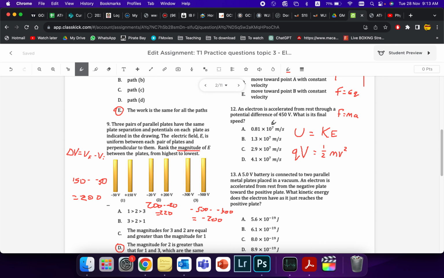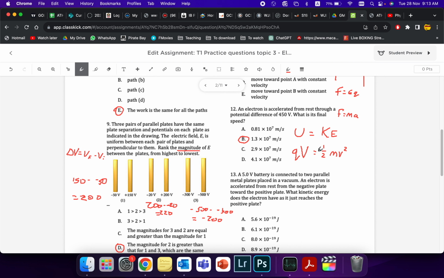Q being the charge of the electron, 1.6 times 10 to the minus 19, multiplied by 450 equals a half of the mass of the electron, 9.11 times 10 to the minus 31. You'll get the numbers on the front page of your exam. Multiplied by the speed, squared. Shift solve, you will get yourself the speed. Try it yourself, and you should get 1.3 times 10 to the 7. Use your calculator to solve it, or you can rearrange the formula if you want.